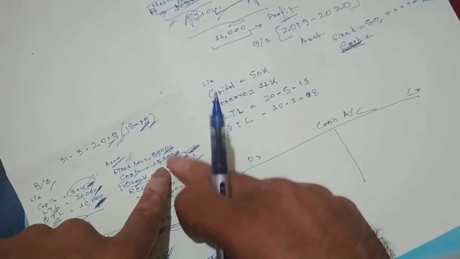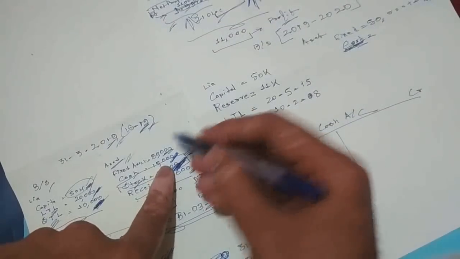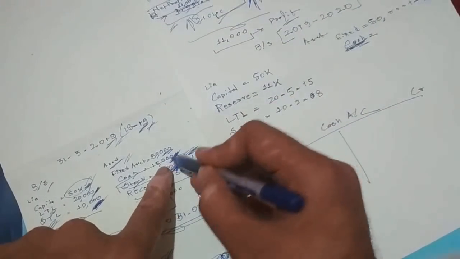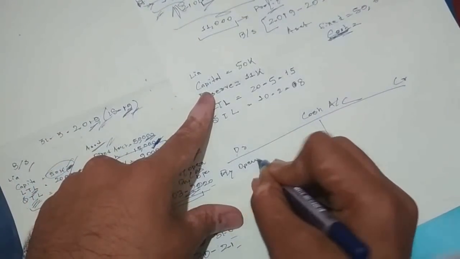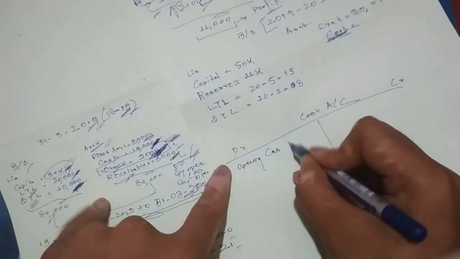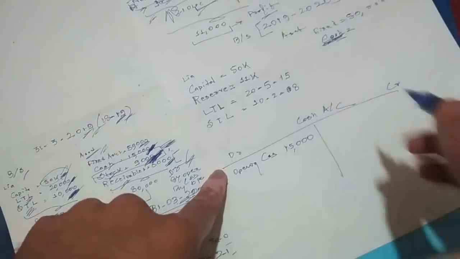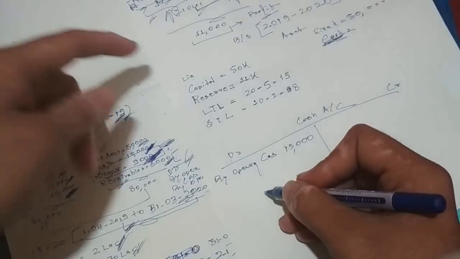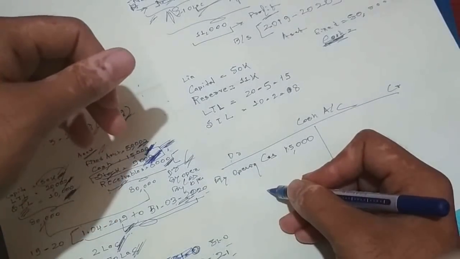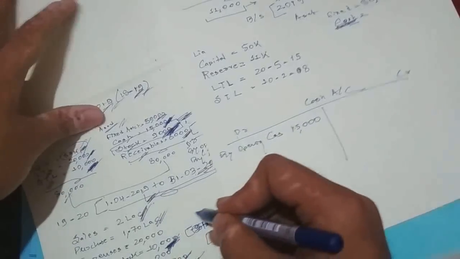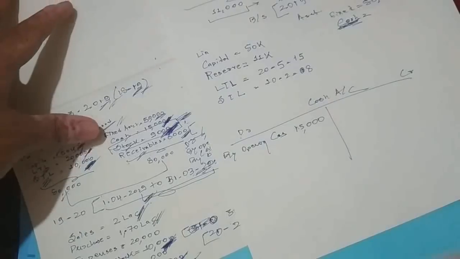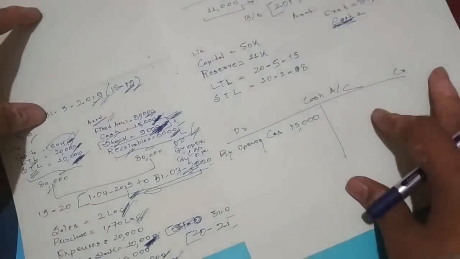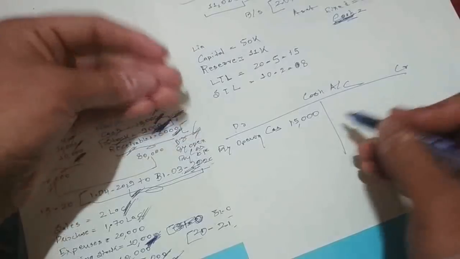So in the last year, whatever cash the company had at the last time is 15,000. So by opening cash we have to write 15,000. And what all sales we did, we will see what all sales we made. Now we will make the cash account like this.